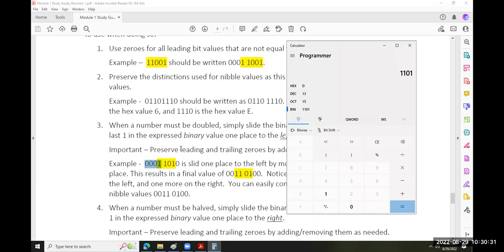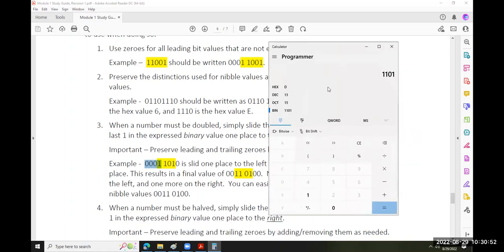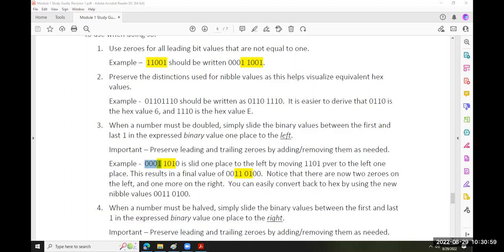What if I slide it to the right? 2 places. It's 1/4 the original value. 3 places to the right. It's 1/8 the original value. 4 places. It's 1/16 the original value. Does everybody see what's going on here? Yes. Okay, it's pretty simple, but you just have to work with it a little bit, and it helps to have this programmer calculator out so you can see for yourself, okay?